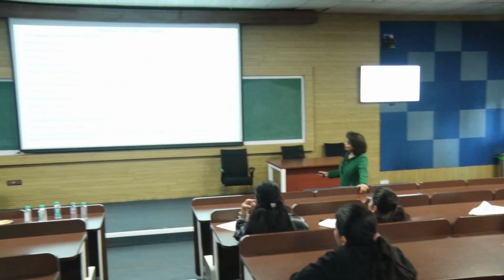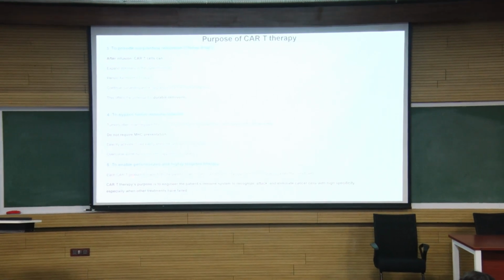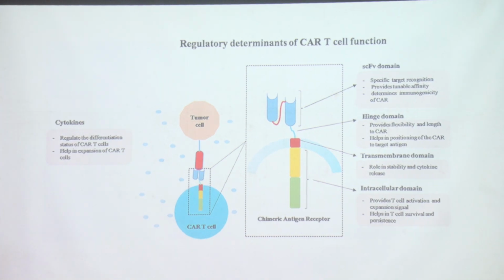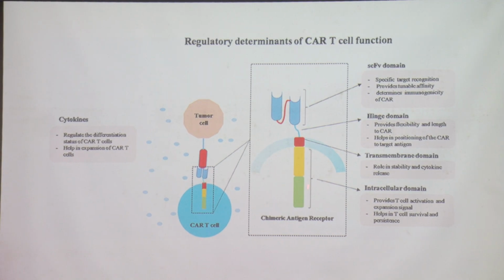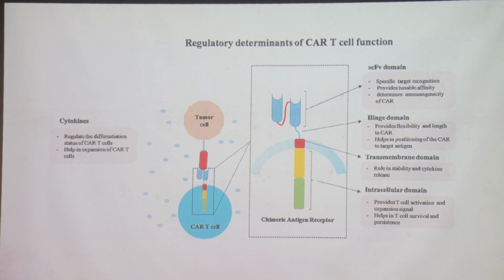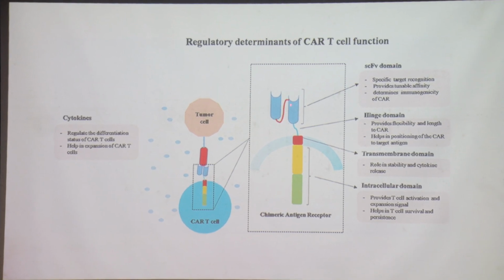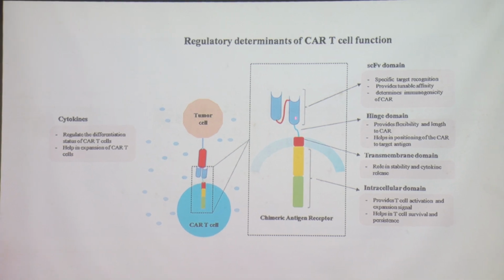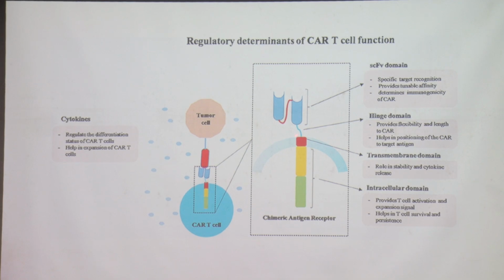Okay, to provide long-lasting remission, so I already told you, to bypass tumor evasion. So this is really, really awesome therapy. Now let's look at it, what exactly is going on. So this is the chimeric T cell receptor. It doesn't look like anything that we have seen in natural cells, I mean in regular cells. So this is the part which will recognize the antigen, okay. Then this is the hinge domain which will provide flexibility, okay.